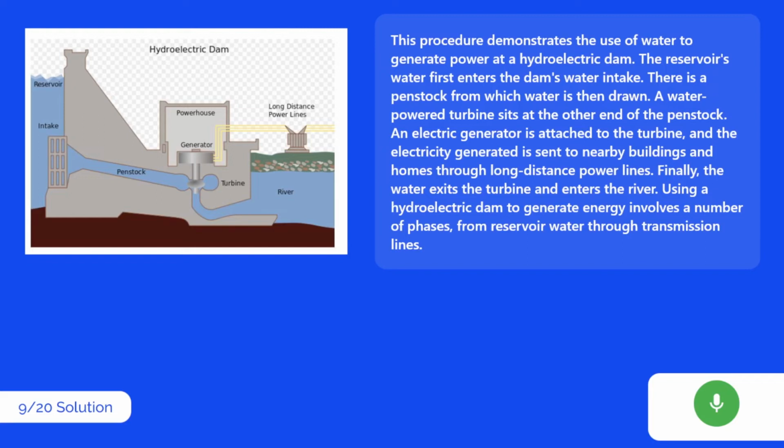An electric generator is attached to the turbine, and the electricity generated is sent to nearby buildings and homes through long-distance power lines. Finally, the water exits the turbine and enters the river. Using a hydroelectric dam to generate energy involves a number of phases, from reservoir water through transmission lines.